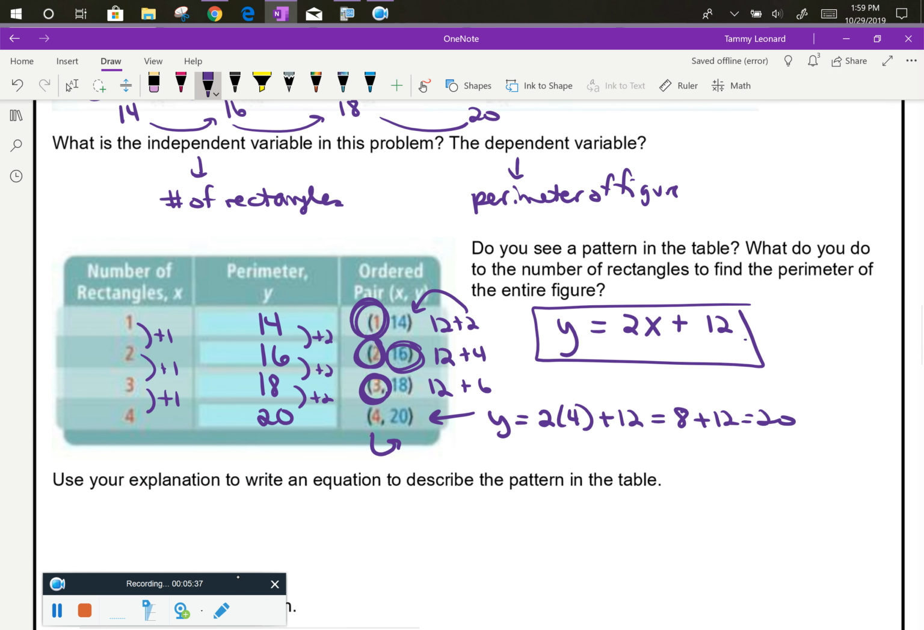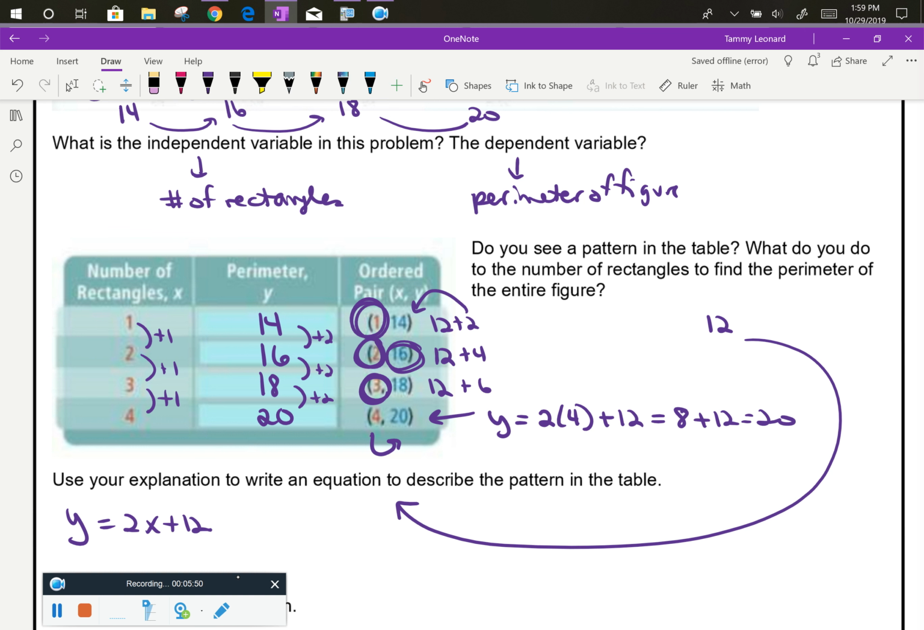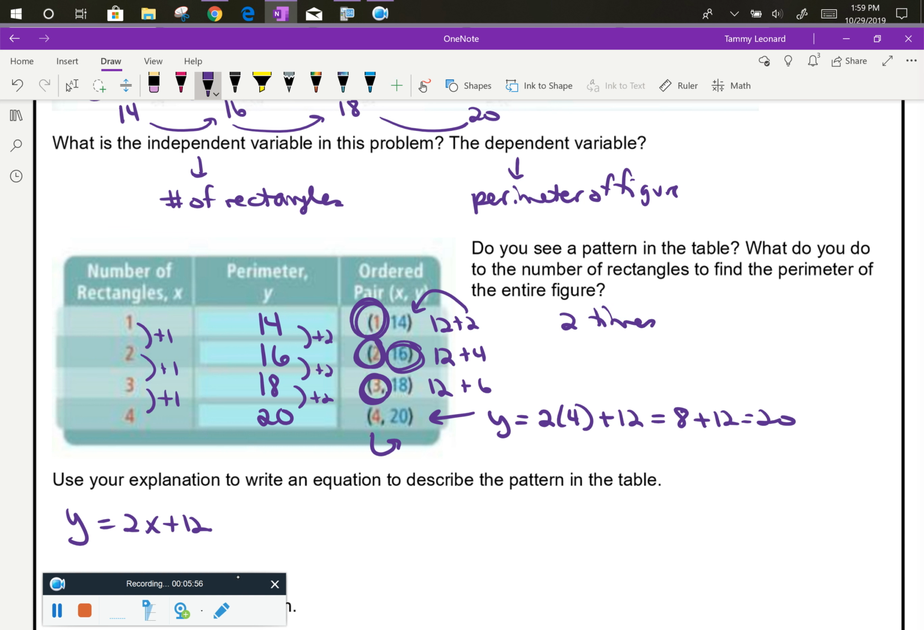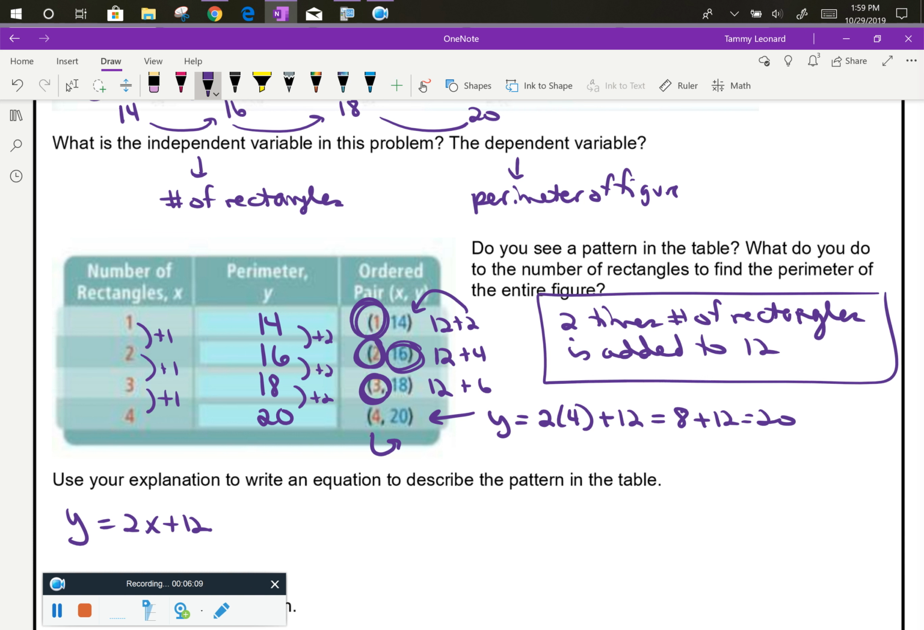That gives us an equation that can describe what's going on in the table. Y equals 2x plus 12. If I back up for a minute and I try to put that into words, we're saying 2 times the number of rectangles is added to 12. That's how we get the perimeter each time. That's a verbal description of what's going on in this pattern.